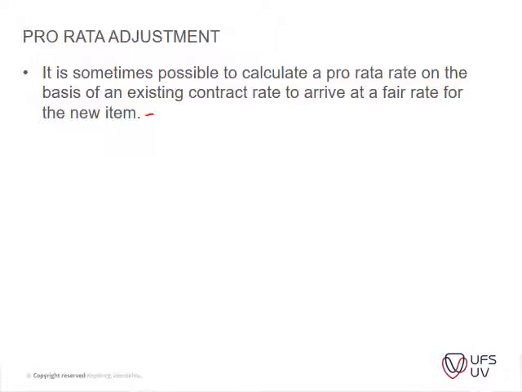The same can be done for your windows. Your windows are also measured as a number item in your bill of quantities. But if you have maybe a size change, you can calculate the estimated rate for a smaller window by just taking the square meter rate for the existing windows and reducing it, or for a bigger window you can escalate it, vice versa.